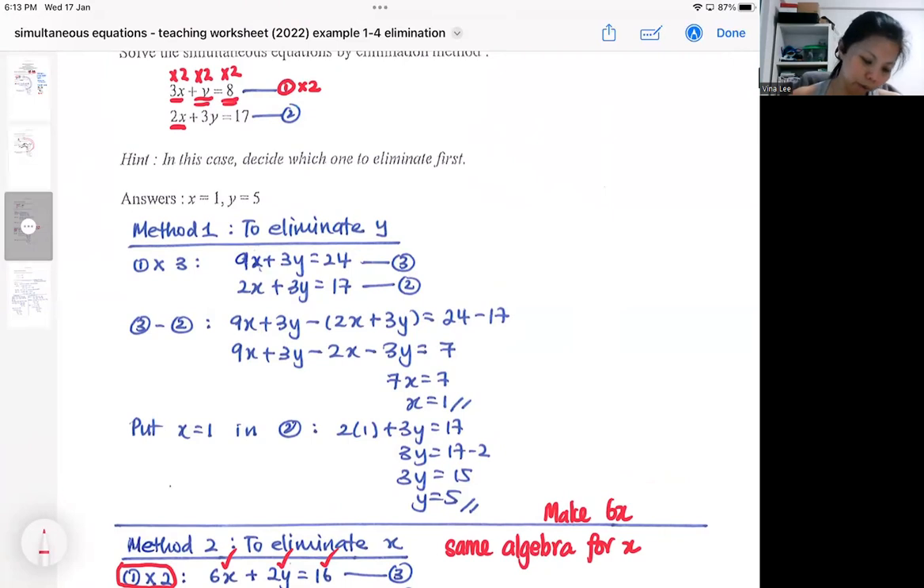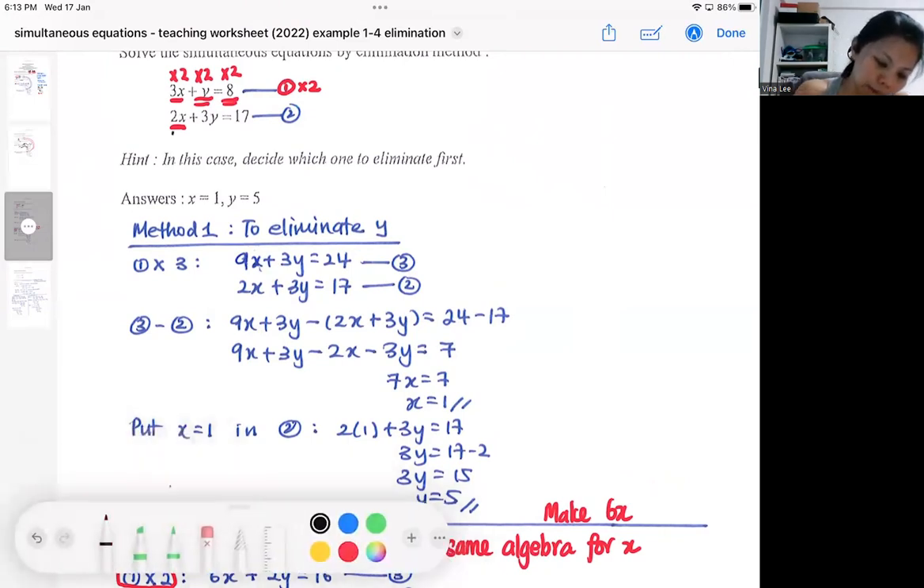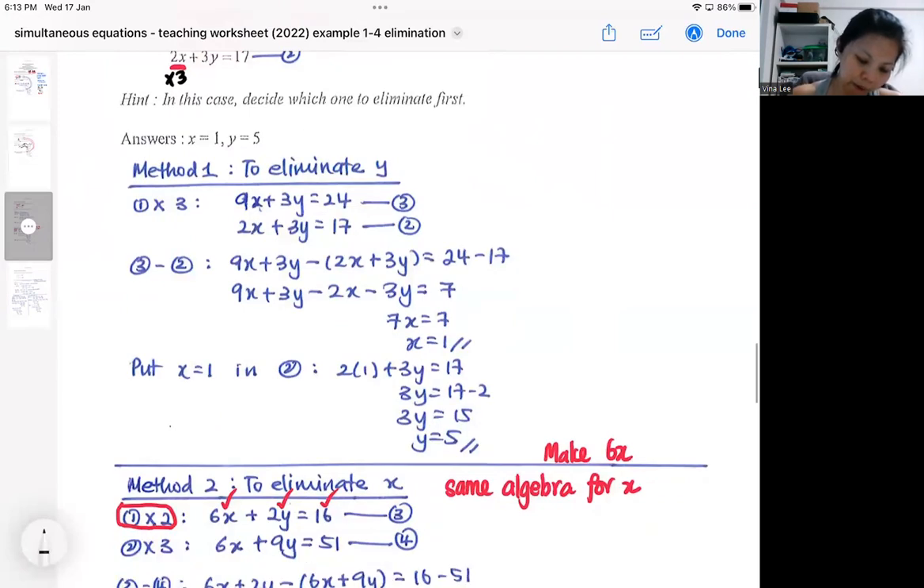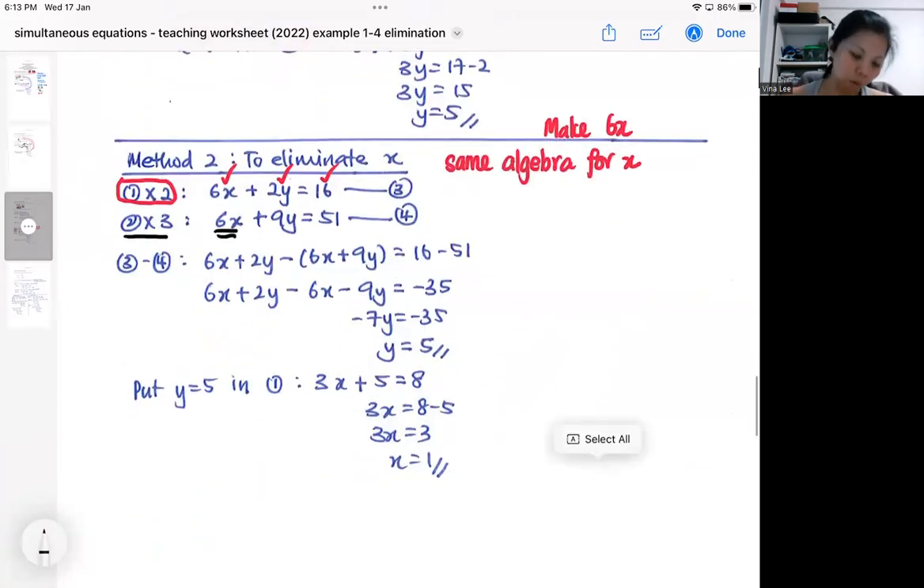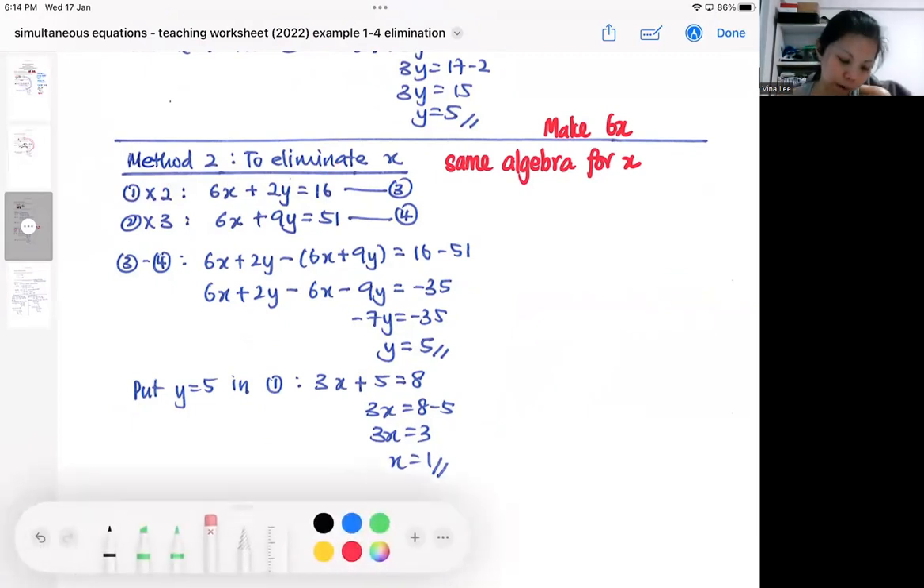For the next one, I'm going to multiply by 3, because if I multiply by 3, I will get 6x. Essentially, it is the whole equation multiplied by 3. So I get the 6x, I get 9x, and I get 51. This is the situation where you have already made the same algebra happen. These are the two equations with the same algebra.